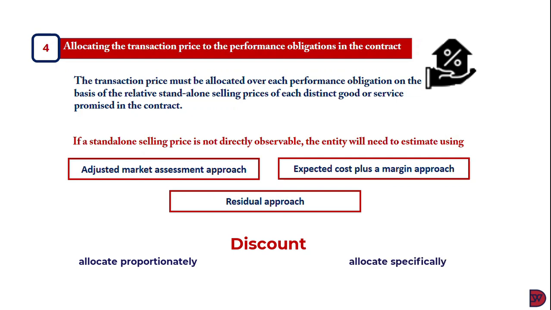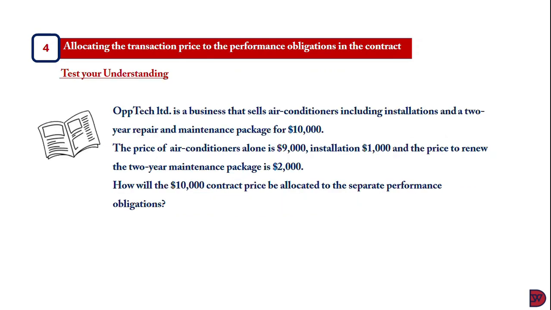However, if there is observable evidence that the entire discount relates to only one or more, but not all performance obligations in a contract, the discount is allocated to those performance obligations. So let's test our understanding. Optech Limited is a business that sells air conditioners, including installations, and a 2-year repair and maintenance package for $10,000.